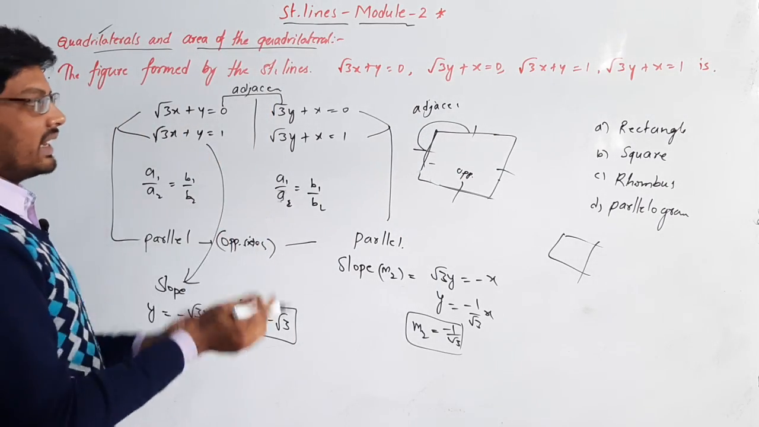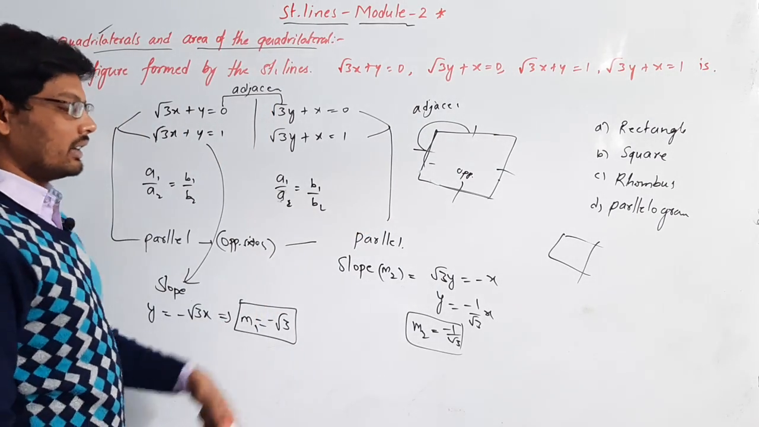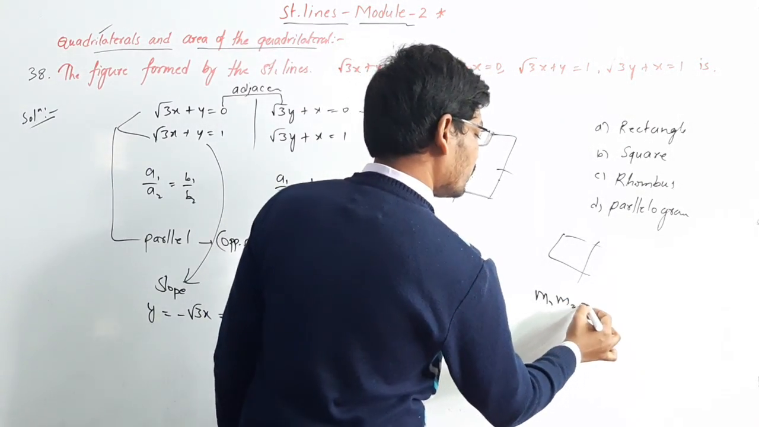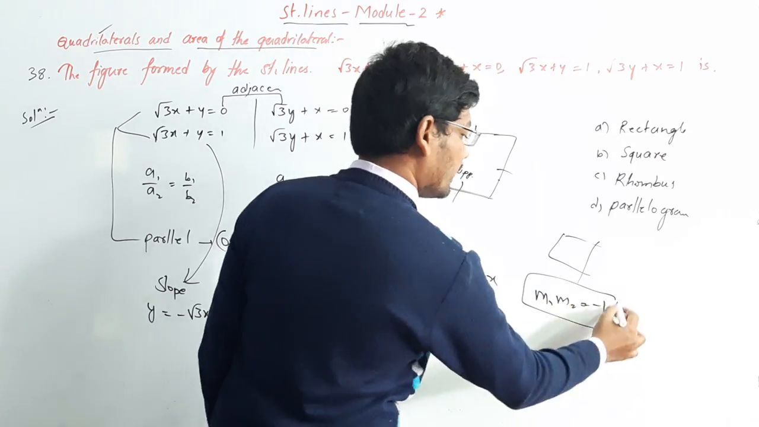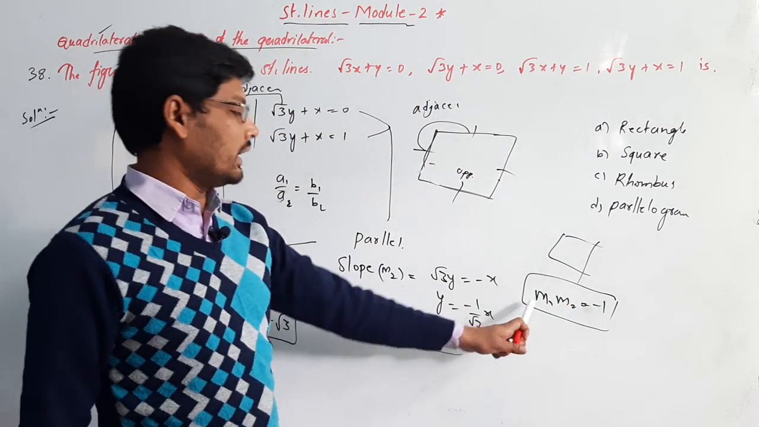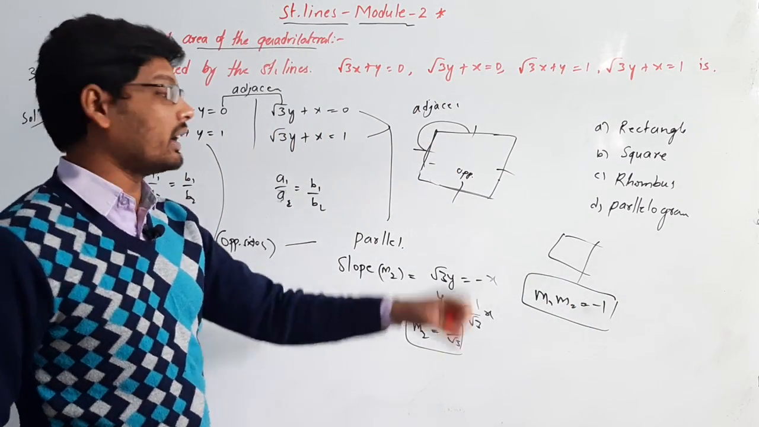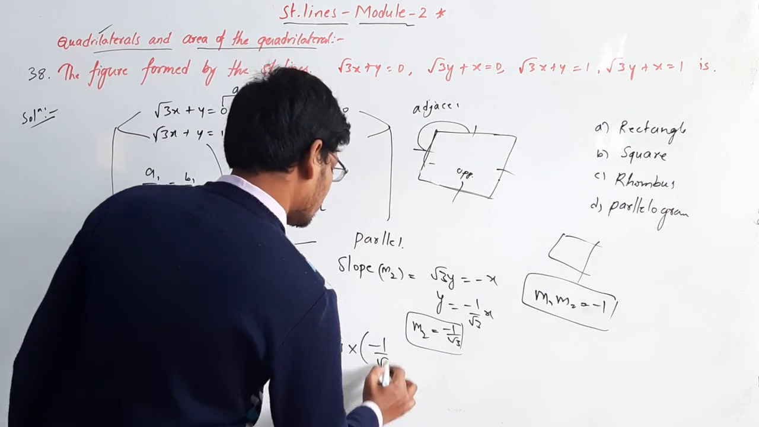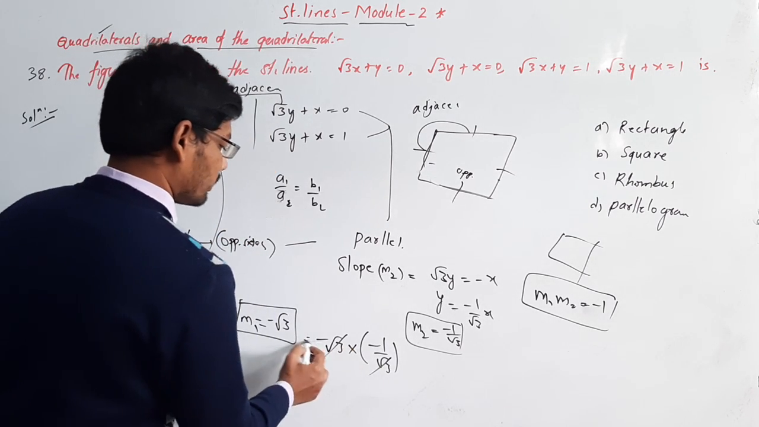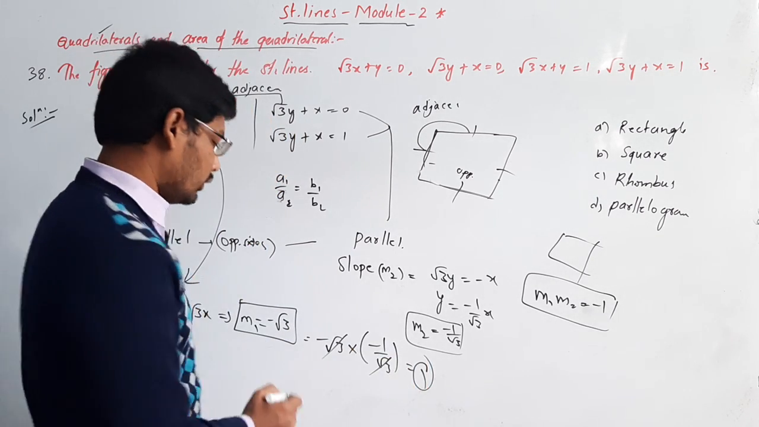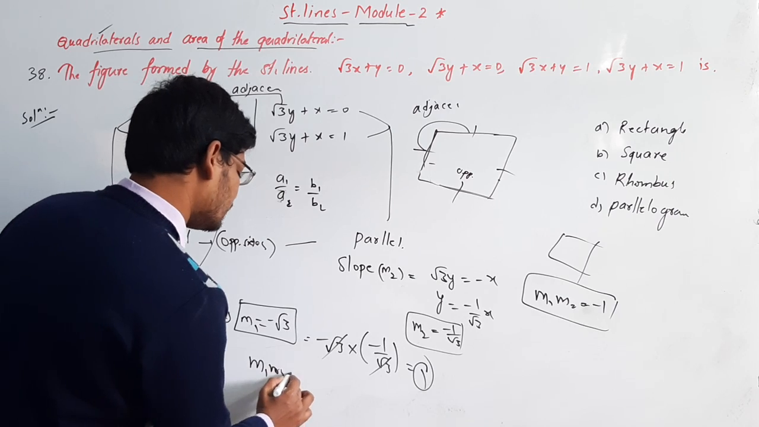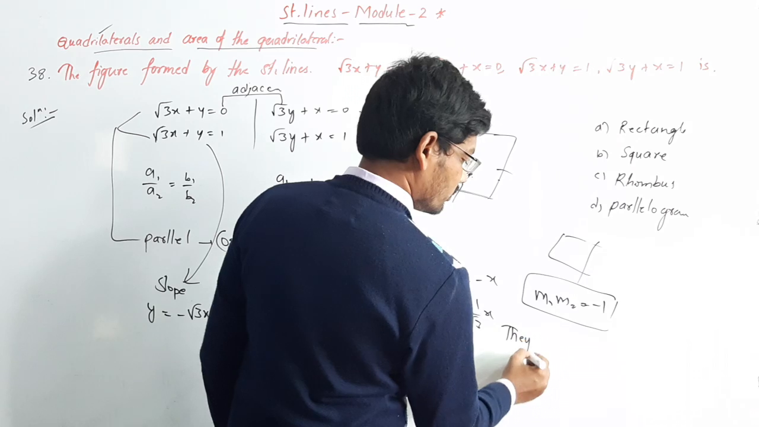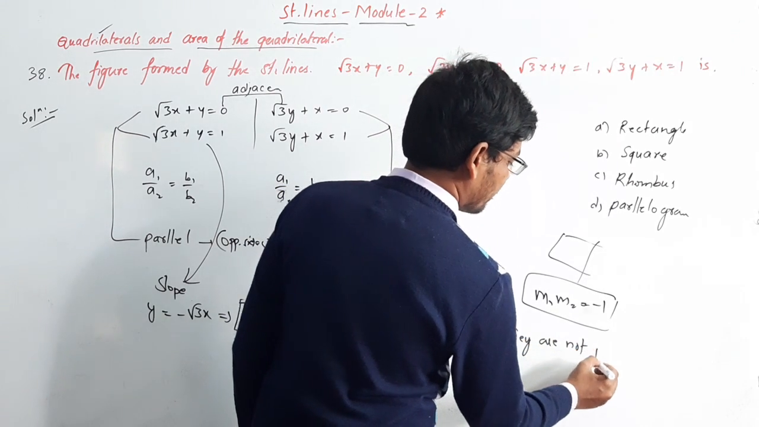The adjacent lines are not perpendicular. Why? Because m1 into m2 should be equal to minus 1 for perpendicular lines. Here m1 into m2 becomes minus root 3 into minus 1 by root 3. So root 3 can cancel, minus into minus will become plus 1. m1 into m2 is equal to 1 here. So they are not perpendicular.